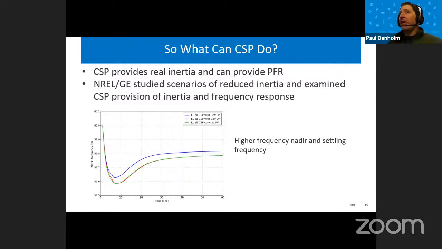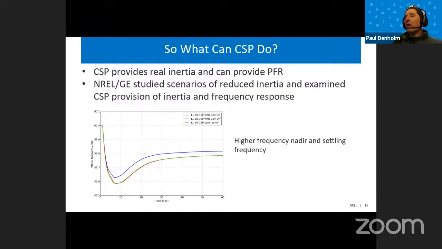So we have done some studies with GE here in the States to look at scenarios of reduced inertia, and specifically what happens if you replace a little bit of the photovoltaics with concentrating solar power. And so this curve is an example of one of those simulations.